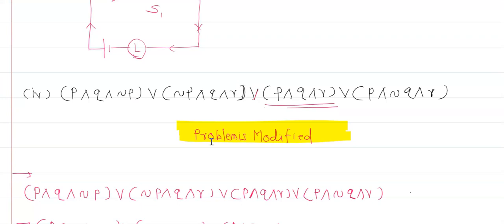Next, now this problem is modified. This is the last problem of this exercise. I had modified it here. I had added one extra term because there is no answer given in the textbook either. That is, we have P and Q and negation of P, or negation of P, Q and R, or, this I had added extra, P and negation of Q and R.